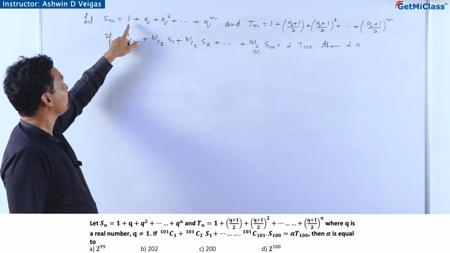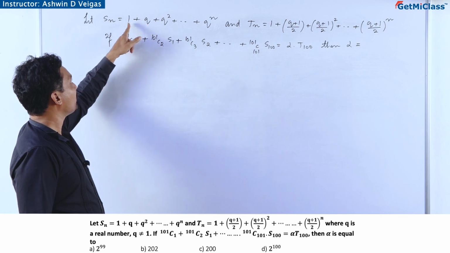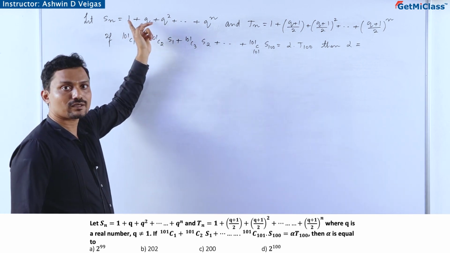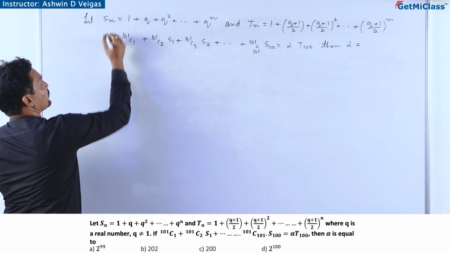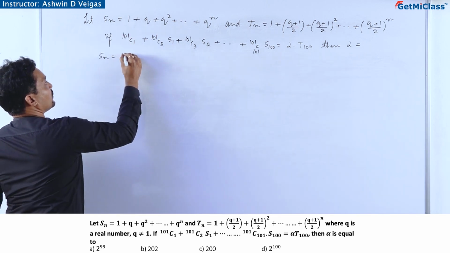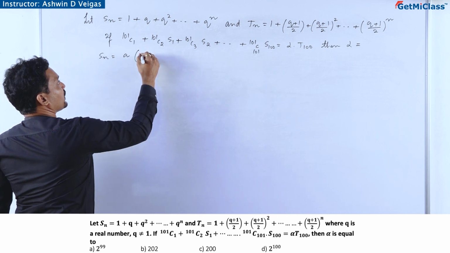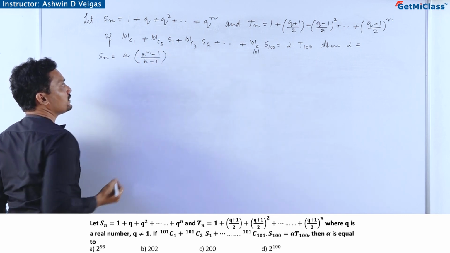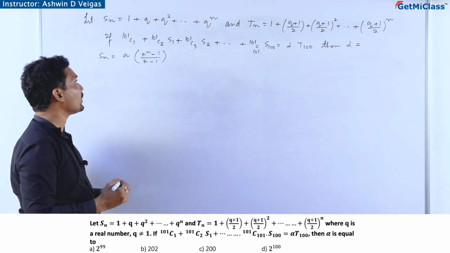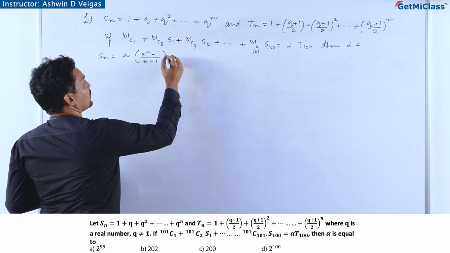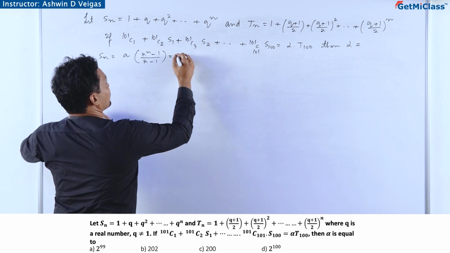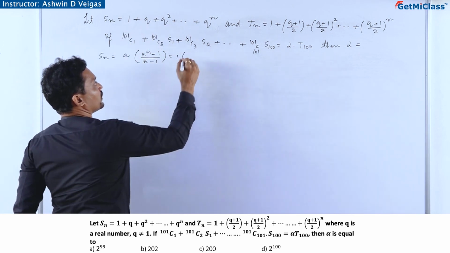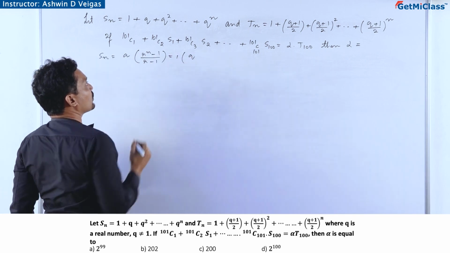Now if you see, this is a geometric progression. So q by 1 is q, q square by q is q. So we can see that the common ratio is q. Therefore I will write Sn is equal to A into, now the formula is r power n minus 1 divided by r minus 1. This is the formula to find the sum of a geometric progression. Now the value of A is 1 here, and r, the common ratio, is q here.